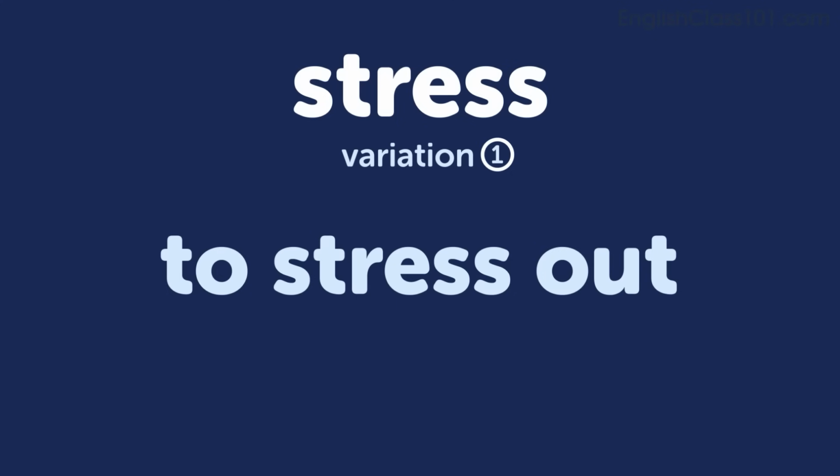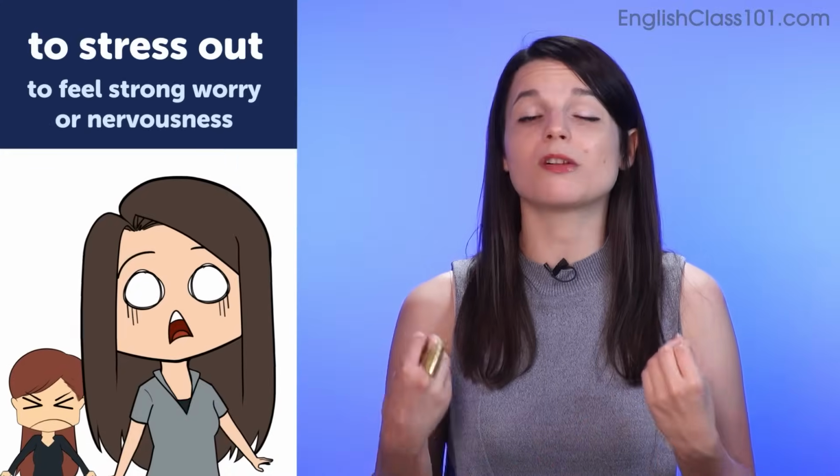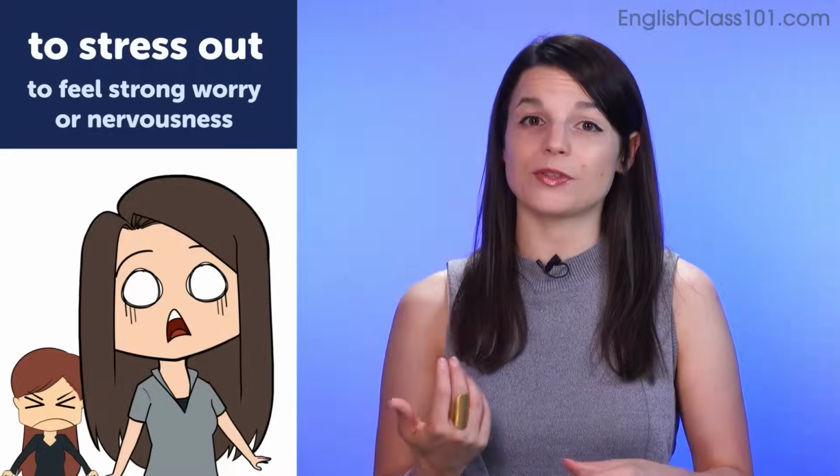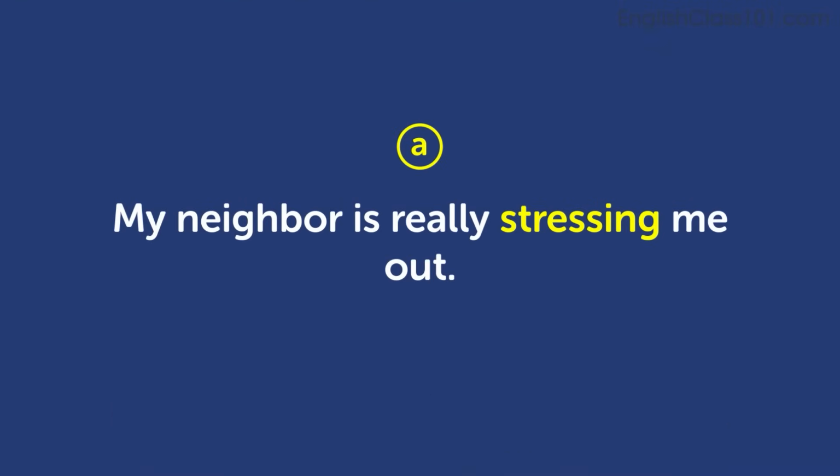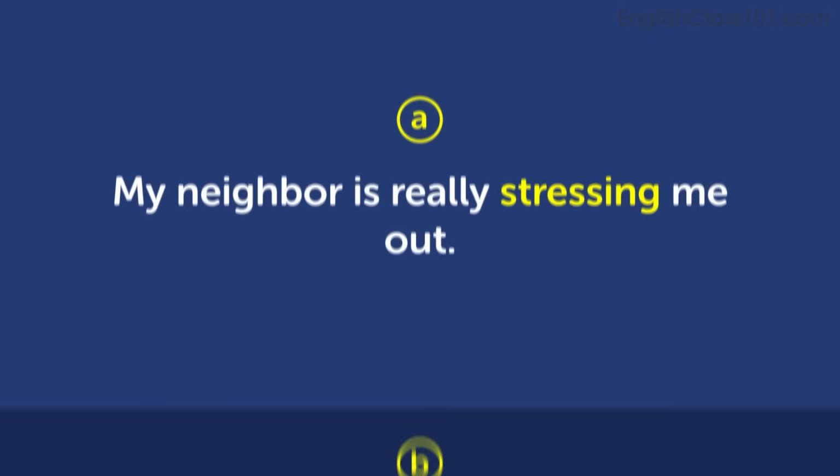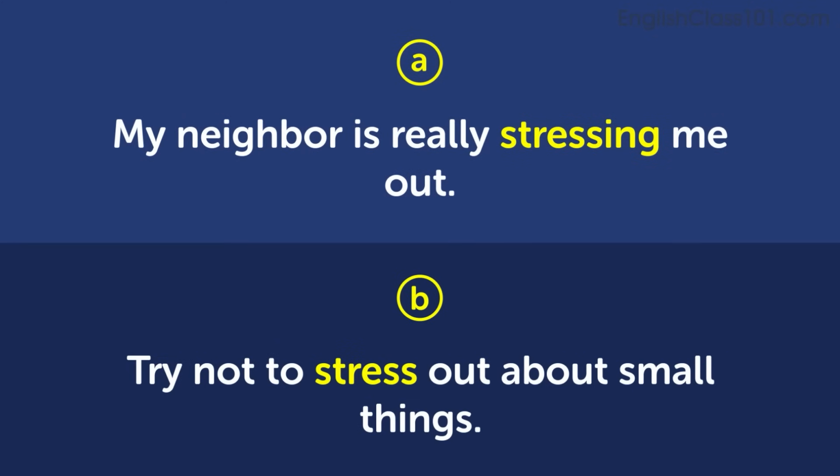Let's move along now to some variations in the verb stress. The first variation is to stress out. To stress out means to feel worry or to feel nervousness. Some examples. My neighbor is really stressing me out. Try not to stress out about small things.